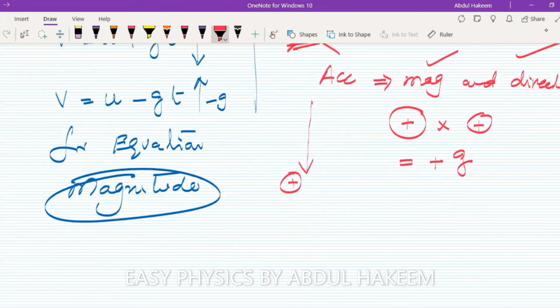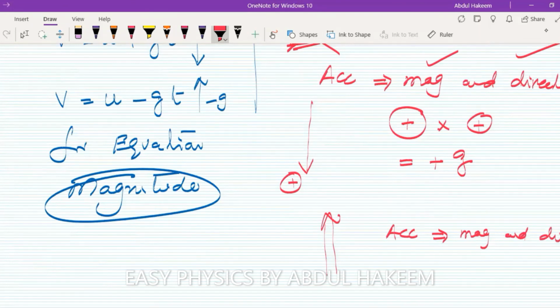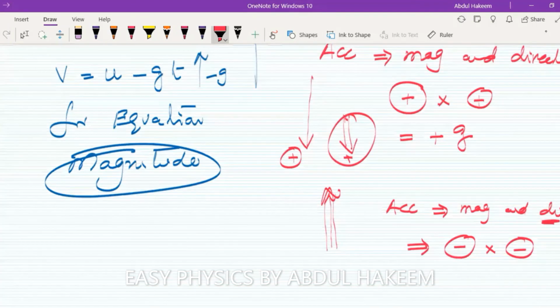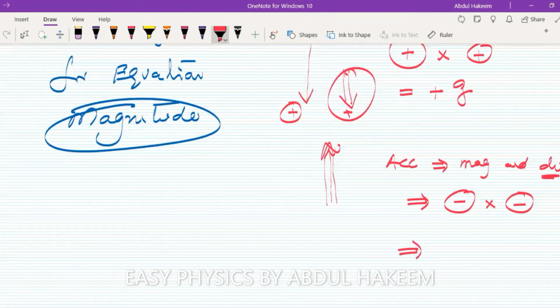But when the object is thrown up, the acceleration is represented by magnitude and direction. The object is moving up, so the upward velocity decreases, so a minus sign, and we multiply. And we are taking the downward direction positive, but we are throwing it up, so this direction is negative. So negative into negative becomes positive again, so g.